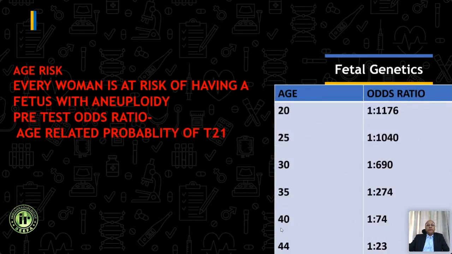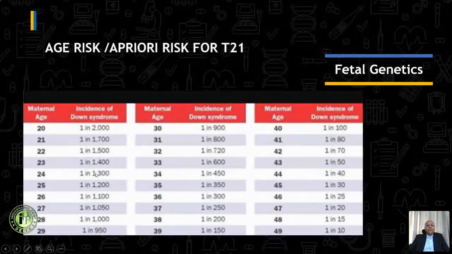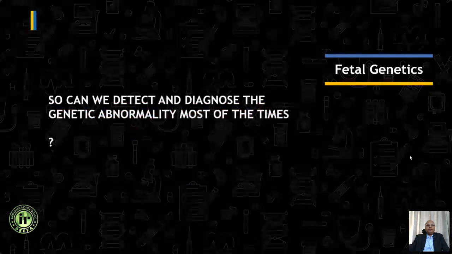Let us go straight to the topic. Any woman who is pregnant is at risk of having a fetus with aneuploidy. This risk is called a background risk or a priori risk. According to age, we have tables which tell, at a particular age, what is the risk for a woman to have a child with a fetus affected with trisomy 21.